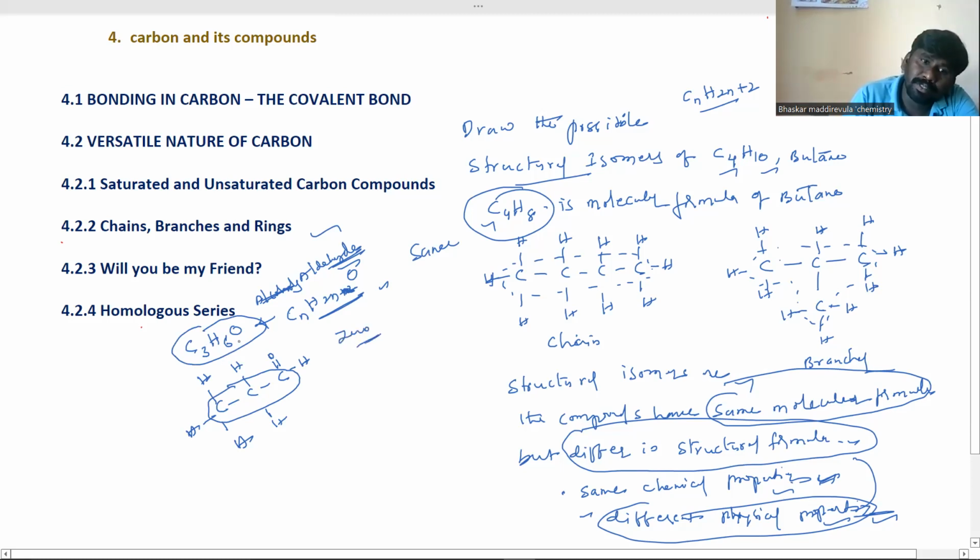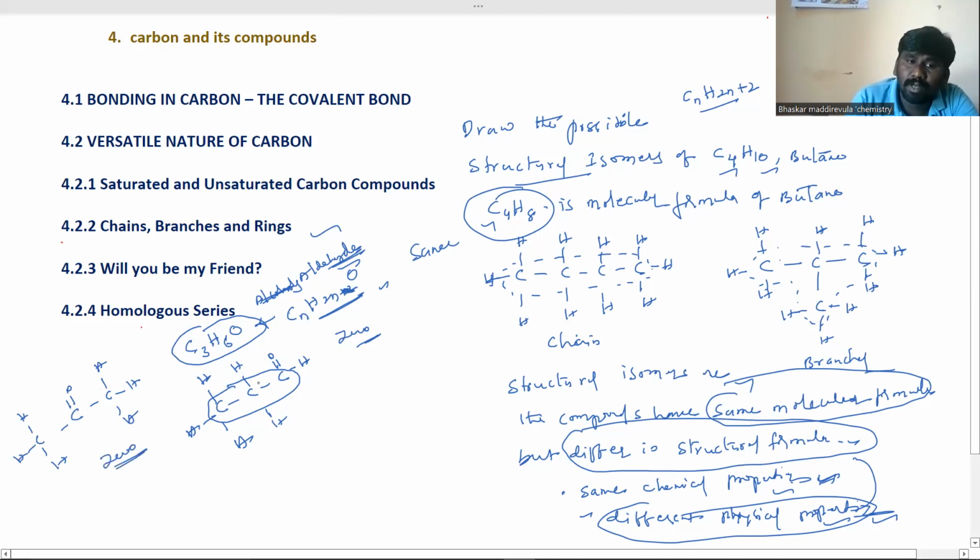With the same formula we can also write the ketone. Along with the aldehyde, we can write a ketone also. But from the ketone also we can't draw any structural isomers. Here also the number of structural isomers is 0.